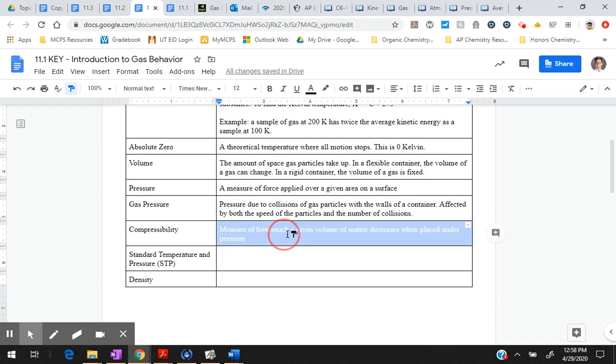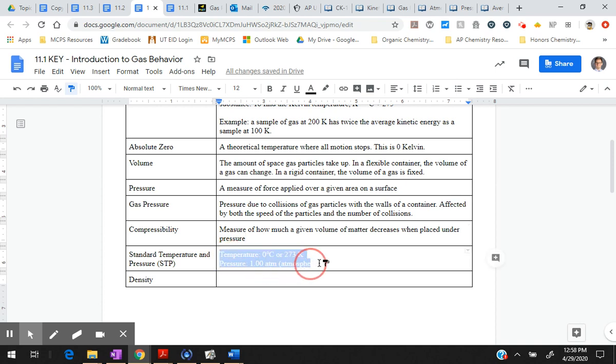Compressibility is just the idea that matter can be squeezed or made to be put closer together in a smaller space. So it's a measure of how much a given volume decreases when placed under pressure.